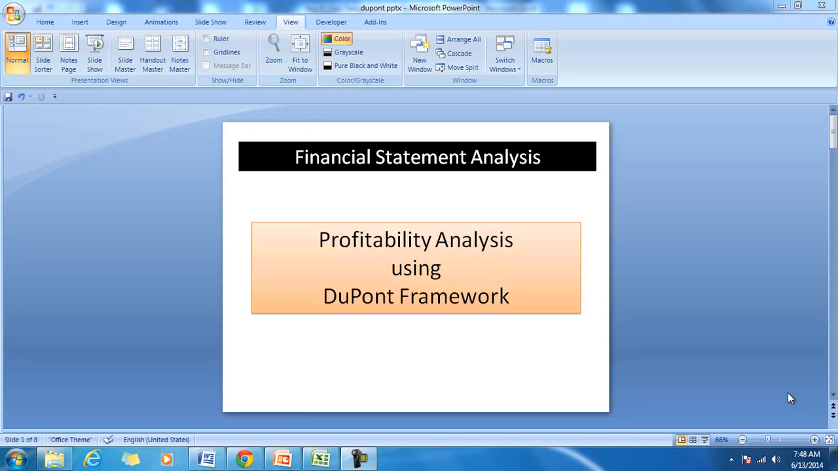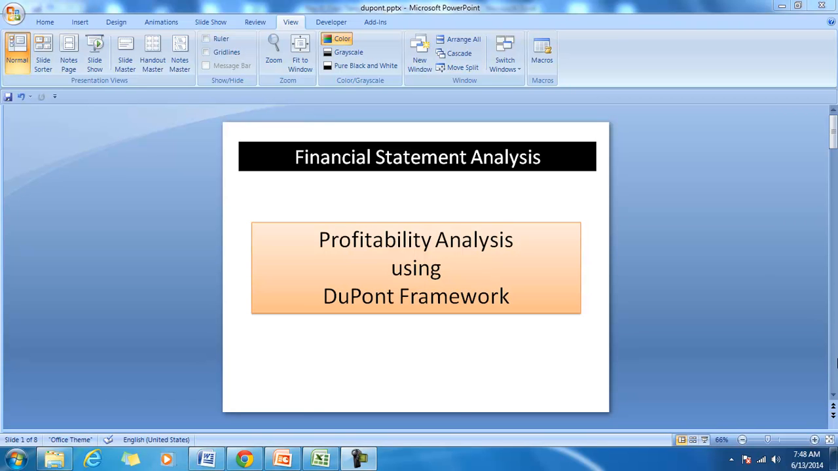Hello and welcome to our discussion on understanding the financial statements. In this session we will try to get into the profitability analysis using the DuPont framework.